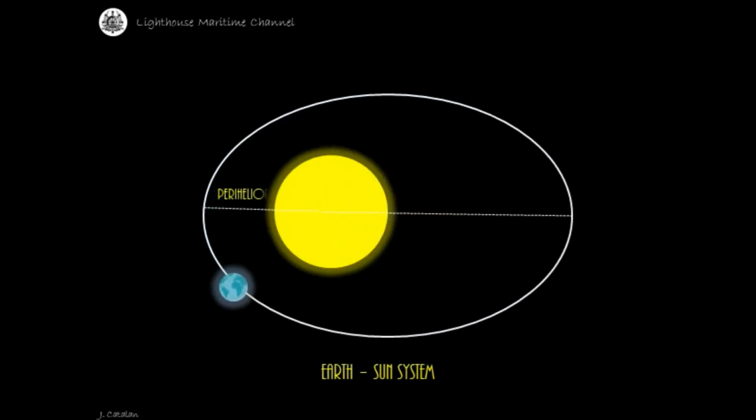Perihelion is the point in the Earth's orbit that is nearest to the Sun, about 147.1 million kilometers, or 91.4 million miles. Aphelion is the point in the Earth's orbit that is farthest from the Sun, about 152.1 million kilometers, or 94.5 million miles.